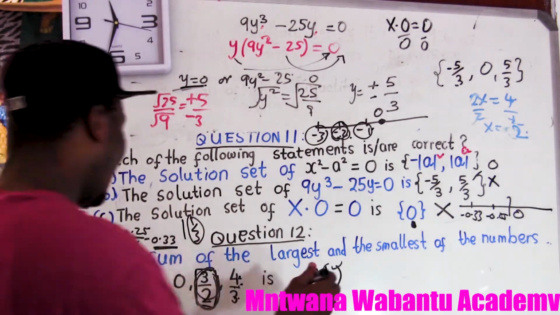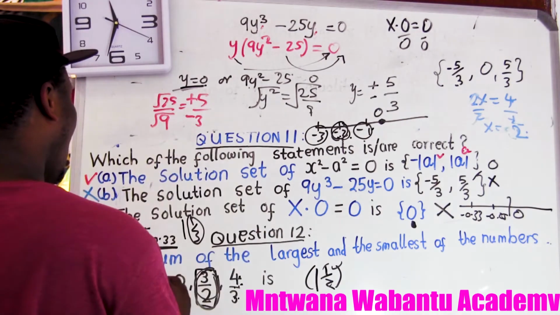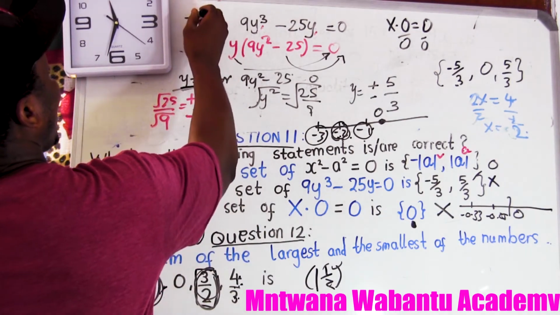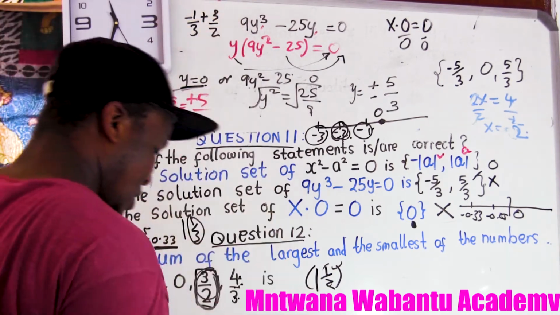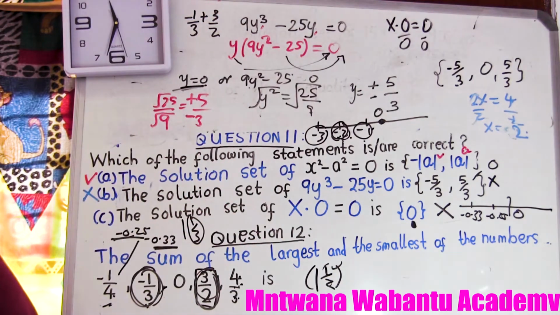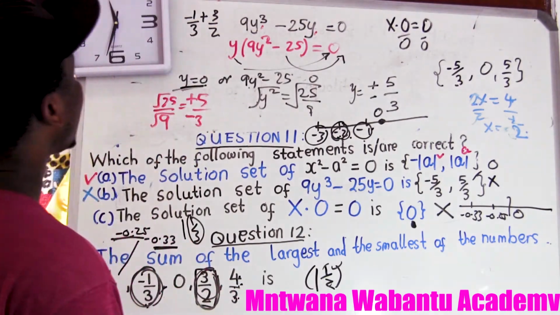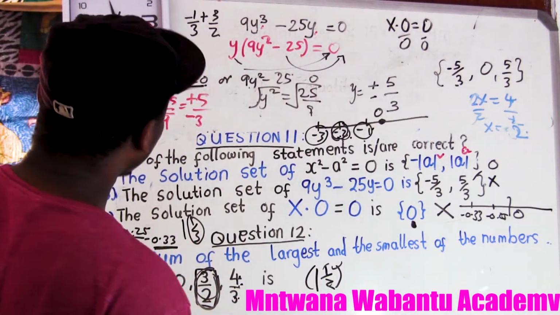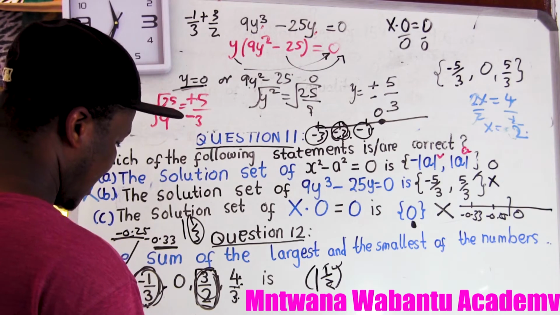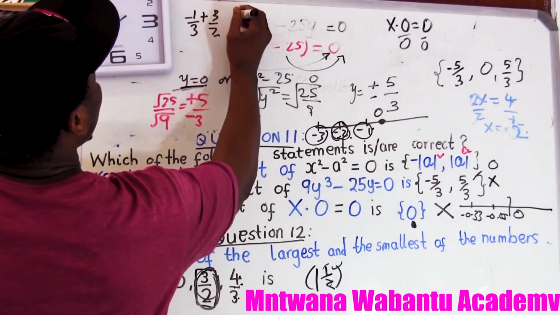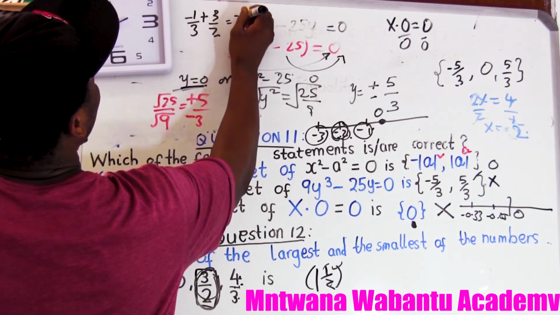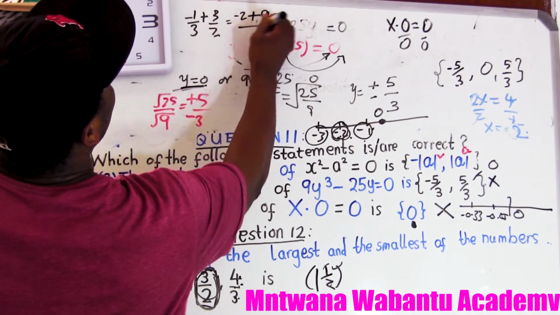So I have to add them together. Let's add now. When you add this, negative 1 over 3 plus 3 over 2. Okay, let's go. Now, 2 times 3 equal to 6. Negative 2, plus this and this equal to 9 over 2.